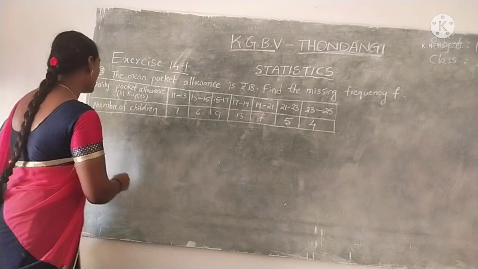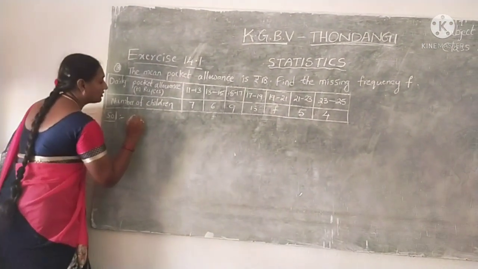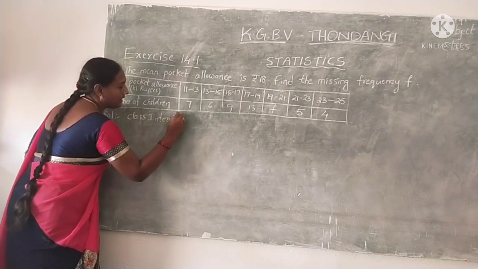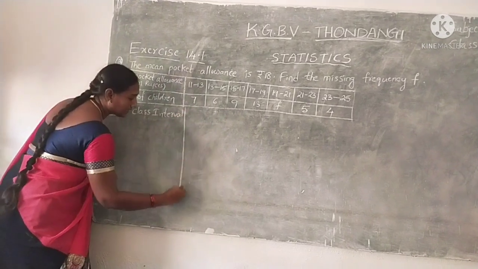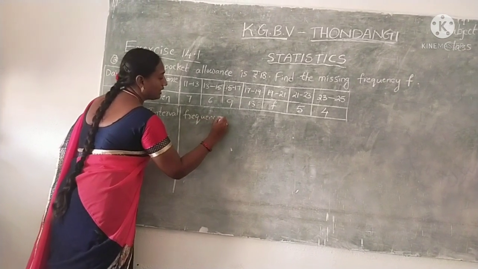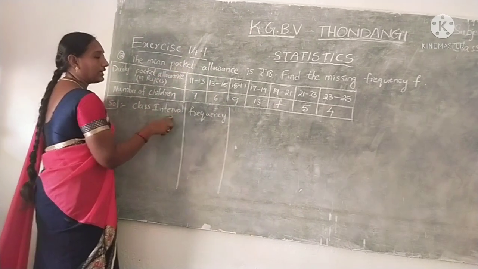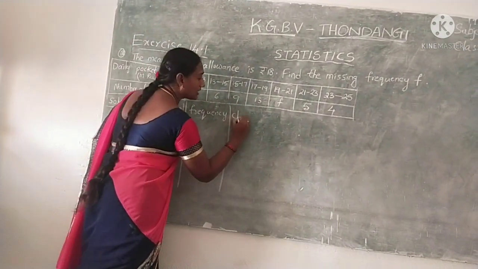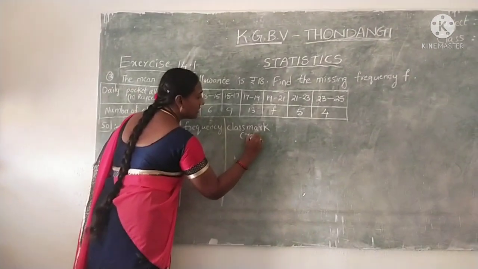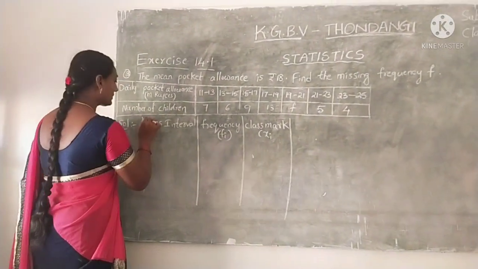Okay children, for that, first of all, we write the class interval. Next, frequencies. Then next, in finding the mean value for grouped data, what is the next column? The next column is the class mark, that is Xi, and the frequencies, that is Fi.